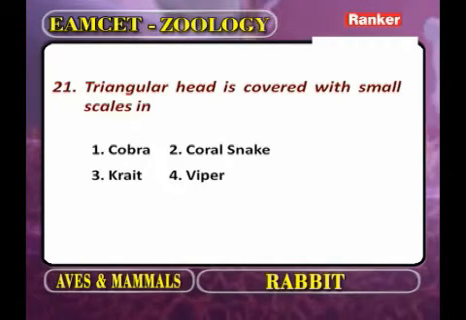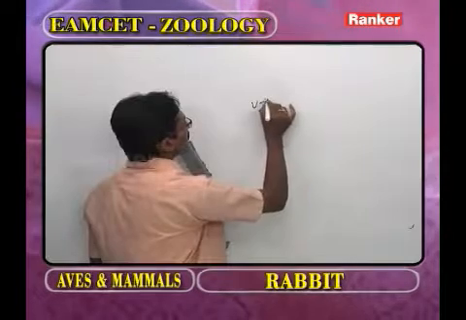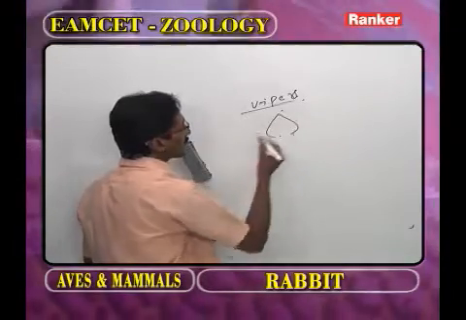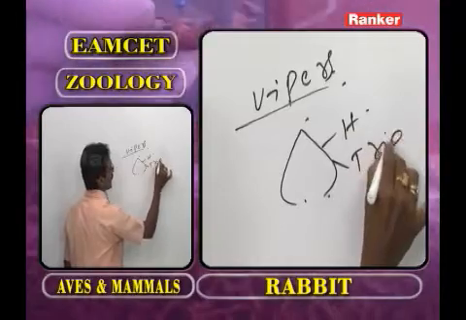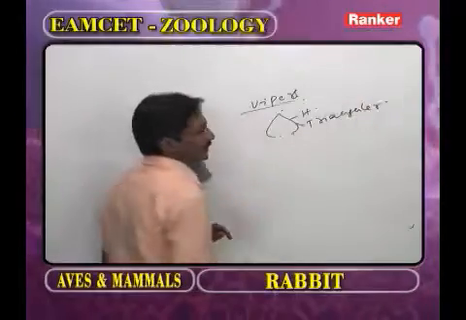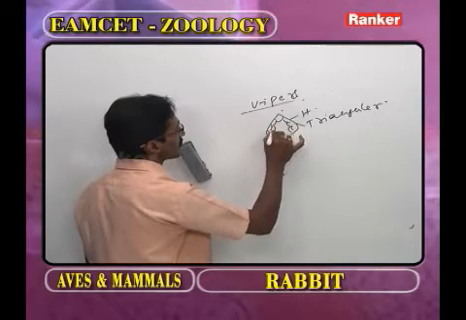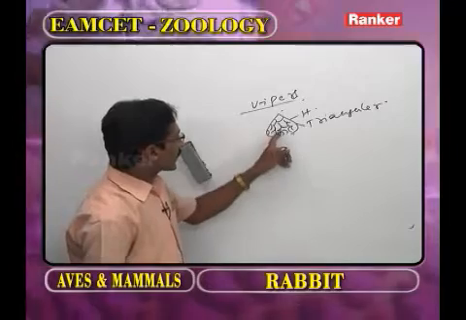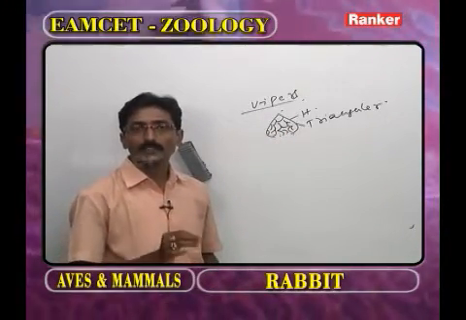Triangular head is covered with small scales. Now, as we observe the vipers, in all vipers, as we observe the head region, this is the head region, it is triangular. Now the head is covered by small scales. Name the snakes in which the head is triangular, covered by small scales. No doubt vipers.